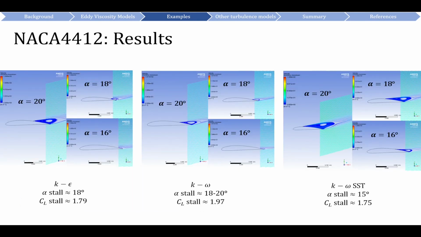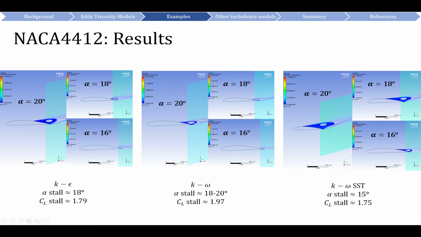So comparing all three results here, we can clearly see that the K omega SST model predicted a stall angle closest to the experiment, where the experiment was 14 degrees. We predicted about 15 degrees for the K omega SST model as the stall angle, whereas the K omega and the K epsilon model predicted 18 and between 18 and 20 degrees.